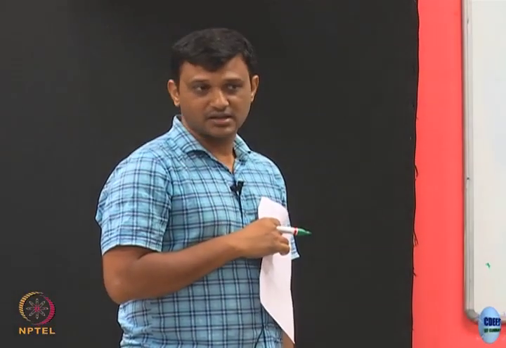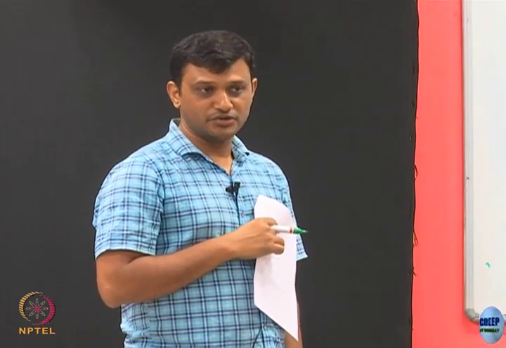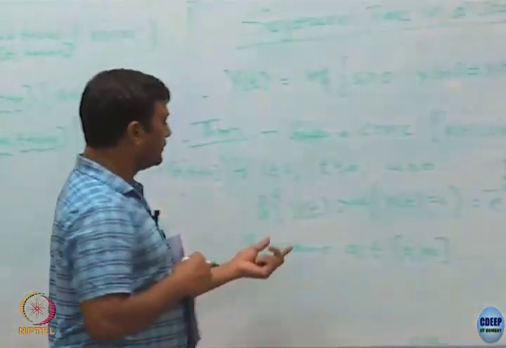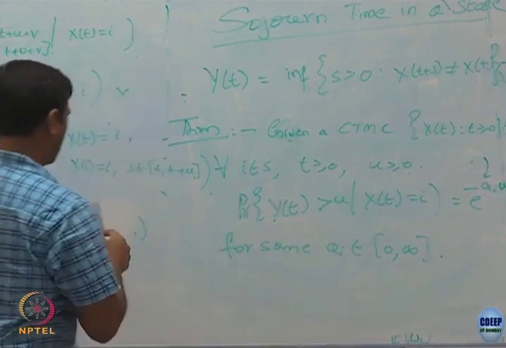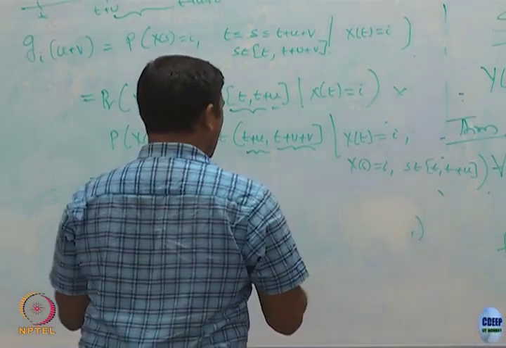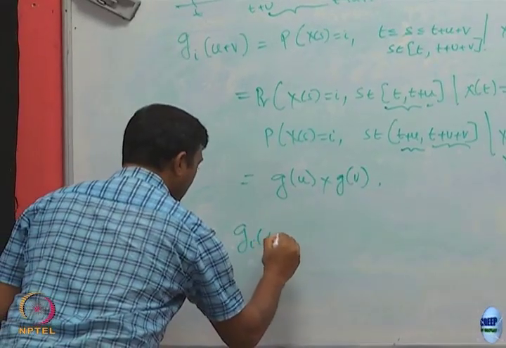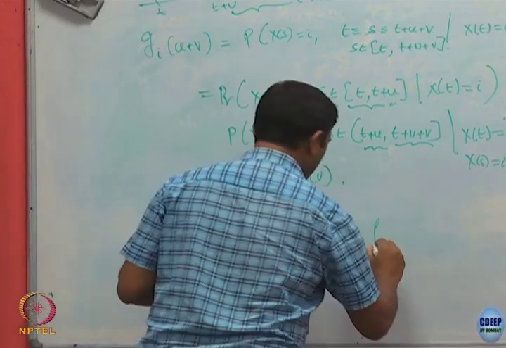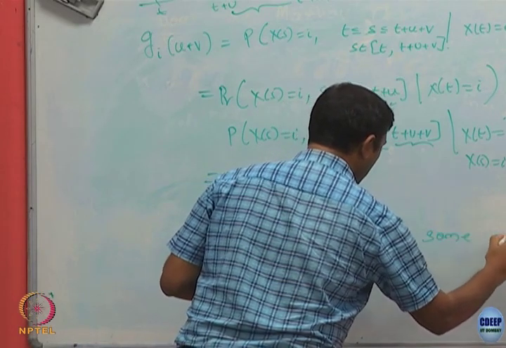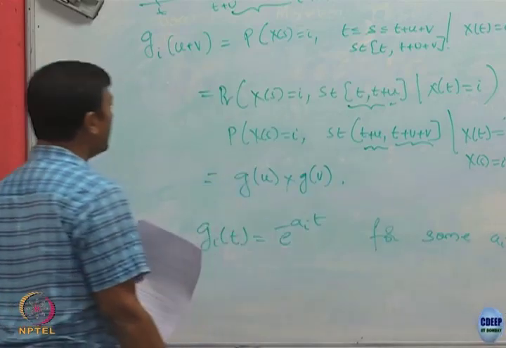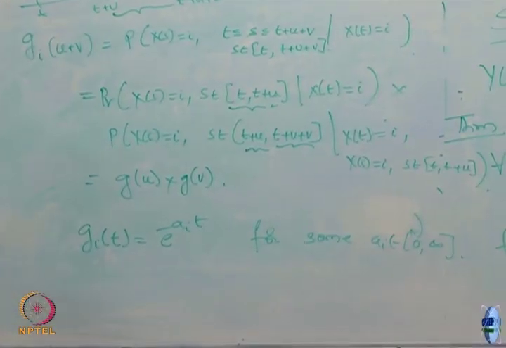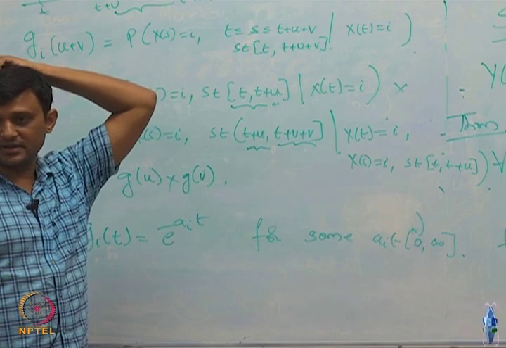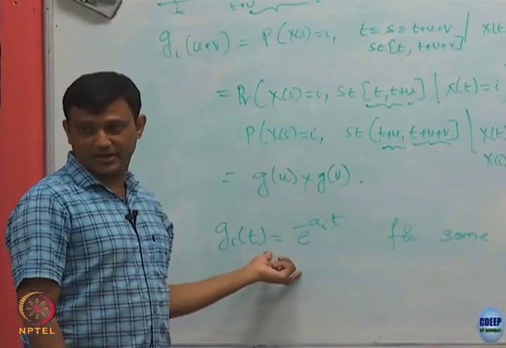So this probability, I could split it like this. And as one of you said, it is only a property of the exponential distribution that I could do this. So what we just showed is that g_i(t) equals e to the power of some constant times t, I don't know what. So what we have basically said is, given that I am in state i, the amount of time I am going to continue to stay in it is again exponentially distributed.